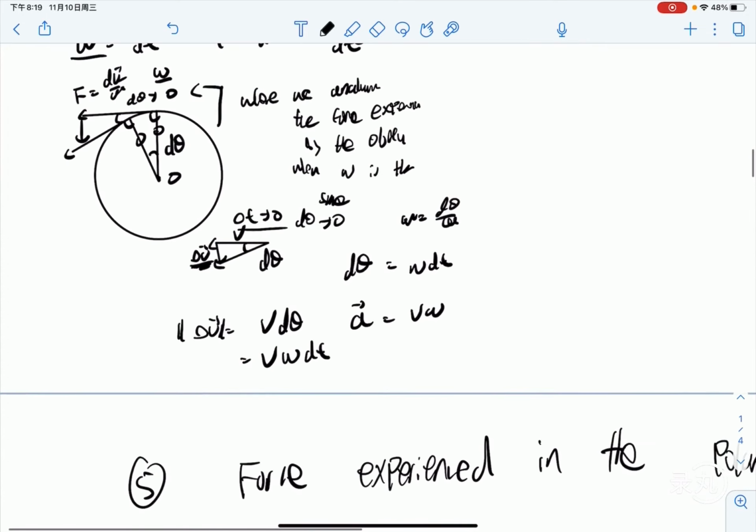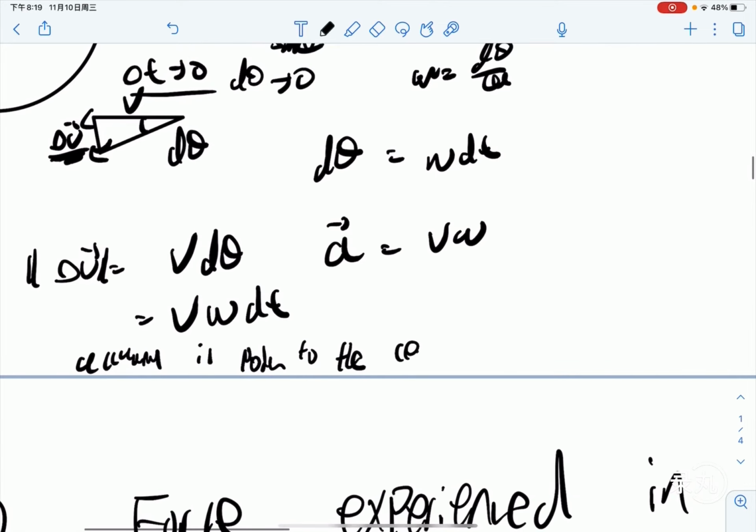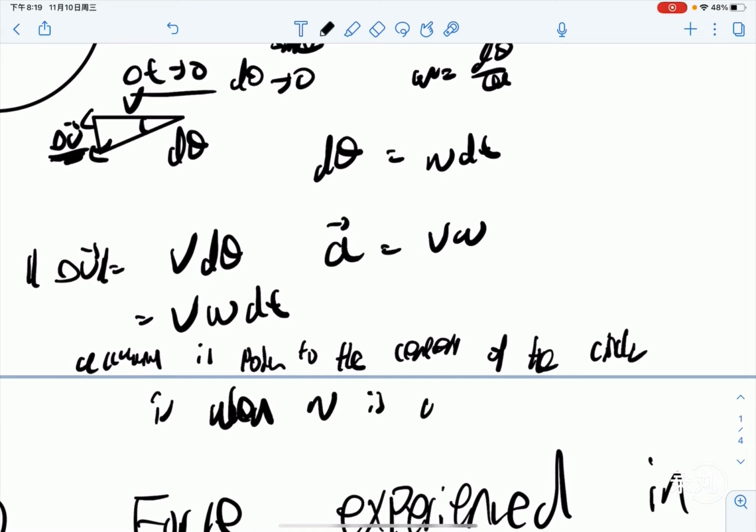So the acceleration is pointing to the center of the circle. And the condition is when W is constant. You need to know that W is constant.